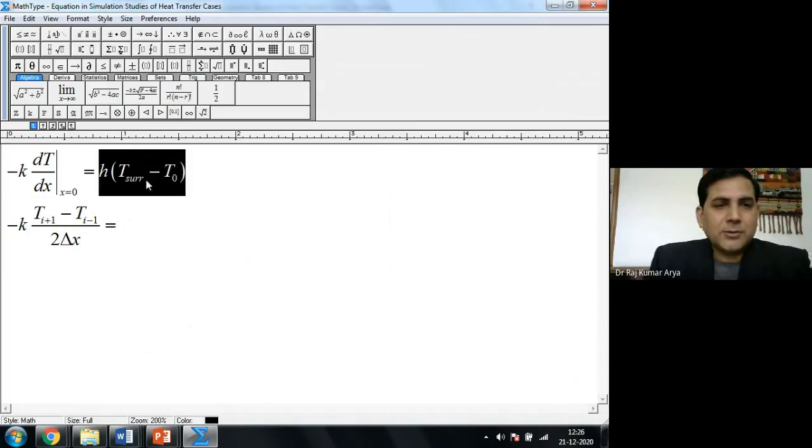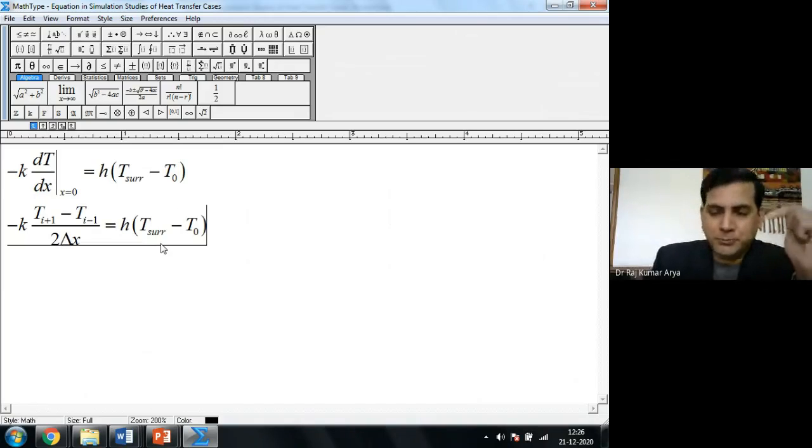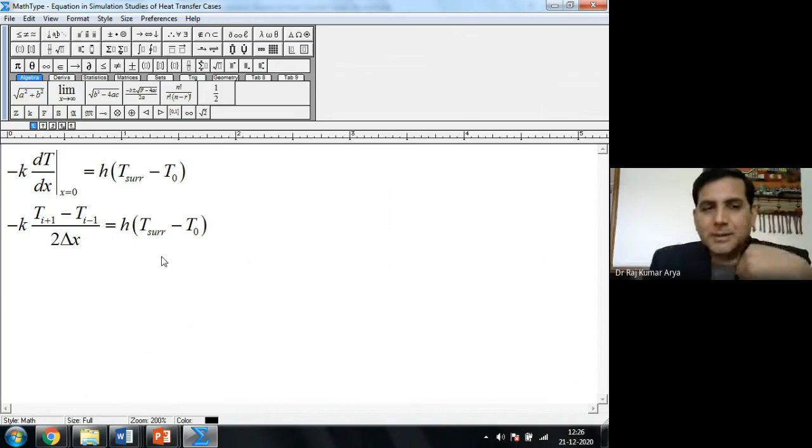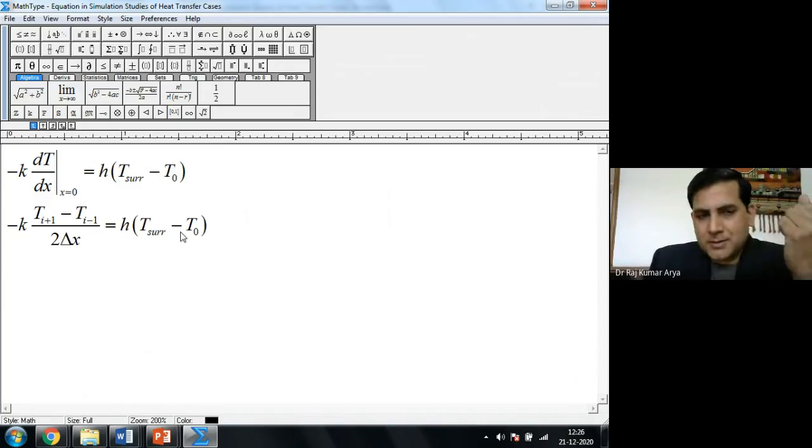By equating this equation you will get your expression for T naught, because in your first equation you are getting the expression of T naught, right? The one we just solved now. So you will substitute this T naught at that particular place and arrange equation number 1 only.